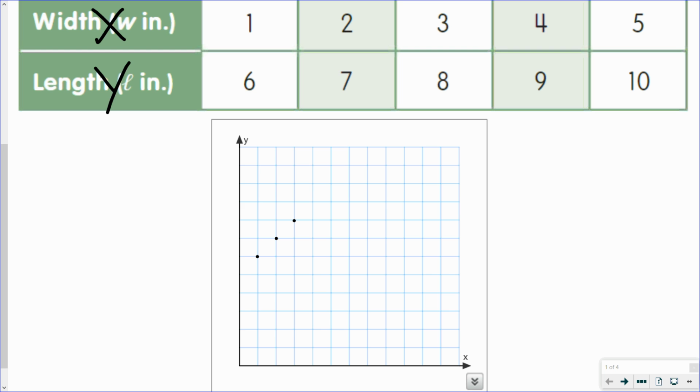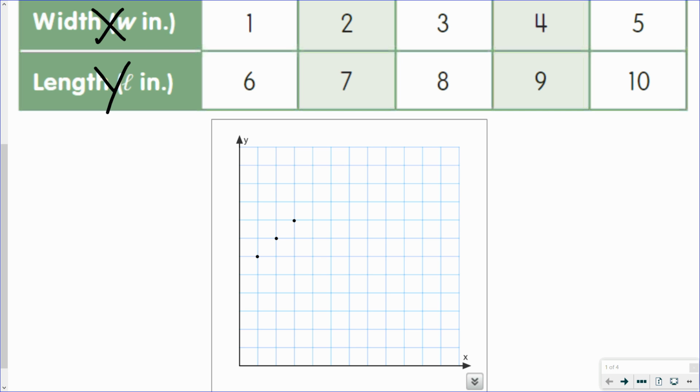When plotting points, you must plot at least 3. You can do all of them if you so choose, but you need to have at least 3. And the reason we do 3 is that any 2 points are going to be on the same line. So that third one will tell you whether or not they're all on the same line. In this case, all 3 of those points are on the same line.